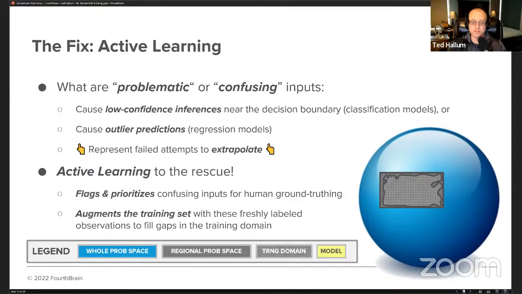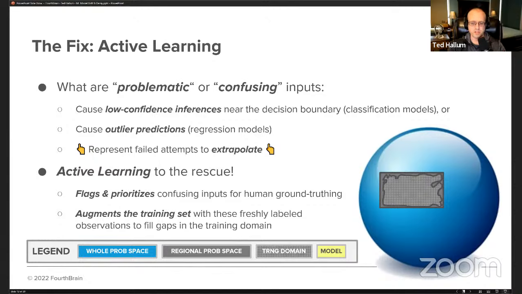So what do we do? What's the way forward? The way that you combat this is an approach called active learning. It's one of the ways you can go about it, and it's the one we're going to cover today. If an input comes into the model and it produces very low confidence, if it's a classification model, or an extreme outlier for a regressor, then you take that observation, flag it, and set it aside for human ground truth labeling.